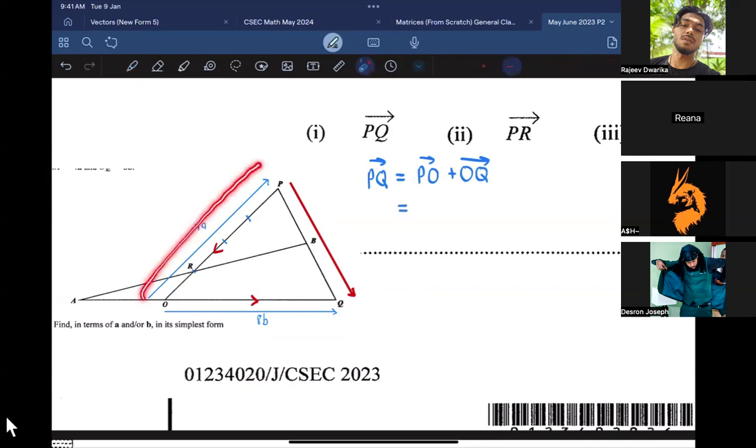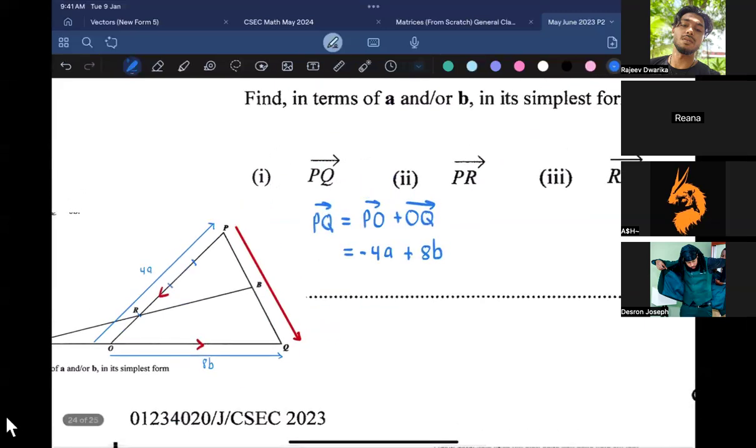O to P is 4A but going in the opposite direction, so that will now become negative 4A. And then I go in the same direction as O to Q, so that'll be 8B. Deshaun, you understand that? That's the first answer: minus 4A plus 8B.